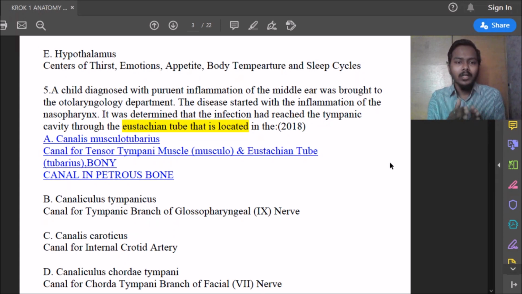So we know there is a connection between the nasopharynx and the ear through the eustachian tube. The canal for the tensor tympani and the eustachian tube, we call it canalis musculotubarius, which is present in the petrous bone. The bony canal in the petrous bone, the canal for the tensor tympani muscle and the eustachian tube, we call it canalis musculotubarius.